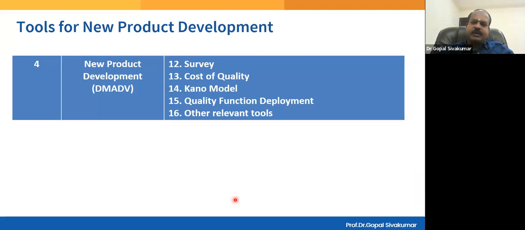And for product development, as I already mentioned, one participant already asked the question, you should have some idea about the survey, how to design a questionnaire, how to give the options. Sometimes the question has to be asked multiple times to understand whether a customer really needs it or not, right? So survey, and then the knowledge on cost of quality.